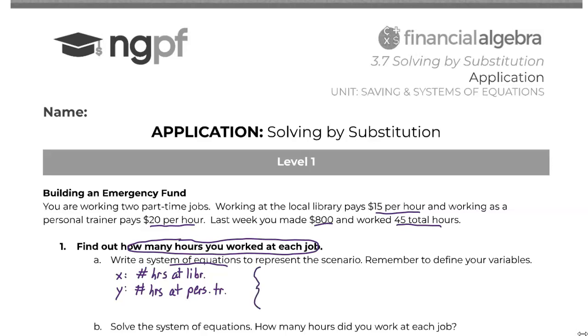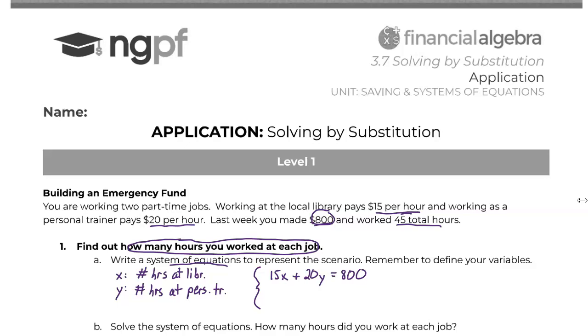A system is equations that use the X and the Y and also other numbers in the problem to show relationships that are described in the situation. One of the things we're told is that in total we make $800. So we can make an equation about the amount of money earned in the week. We get $15 per hour times the number of hours worked at the library. And we work another job. We get $20 per hour times the number of hours worked as a trainer. And then in 1 week, that adds up to $800. So this equation shows a relationship involving money, involving rate of pay and amount of money made.